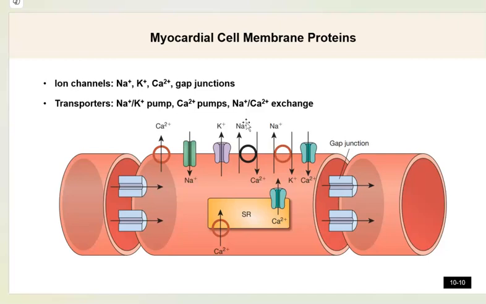Okay? So this is what it's showing us here: we have channels that involve potassium, sodium, and calcium, along with the gap junctions, but we also have transporters: the sodium-potassium pump, the calcium pumps, and the sodium-calcium exchange pumps.